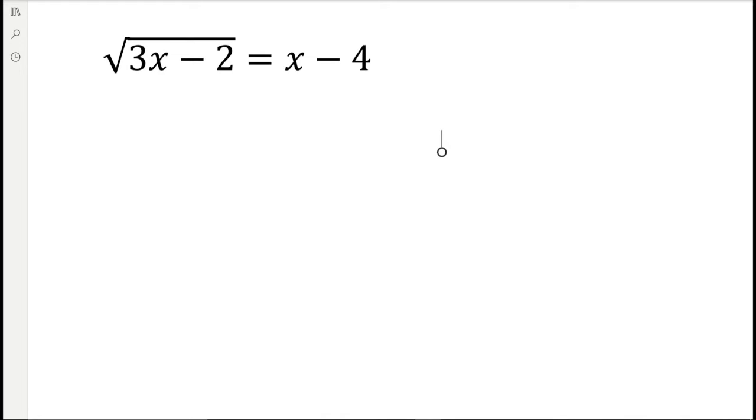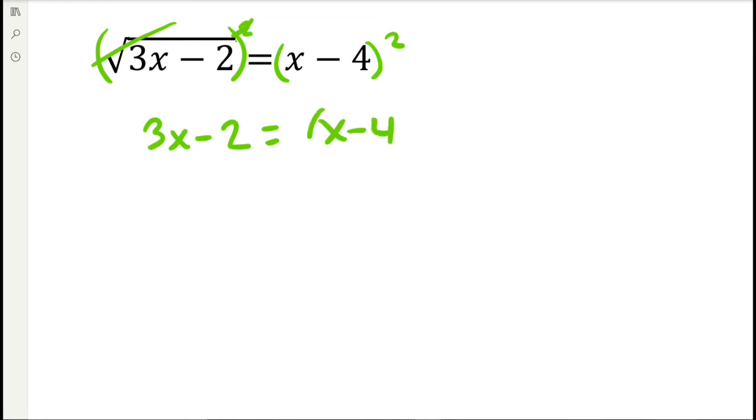So next you're going to eliminate that radical. So you're going to square both sides. The opposite of square rooting is squaring. So the square and the square root operations cancel, leaving you with the inside: 3x minus 2 equals x minus 4 squared. I'm going to write x minus 4 squared now as x minus 4 times x minus 4 because I'm going to go ahead and FOIL that.